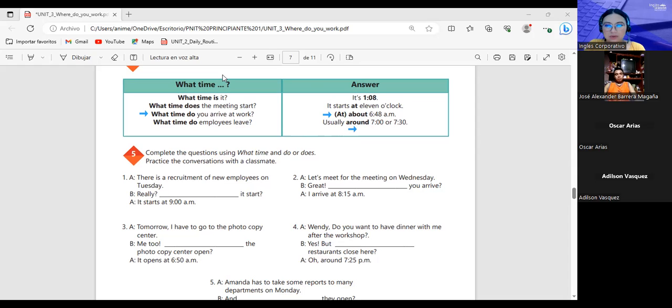Vale, vamos a revisar entonces. Creo que las últimas no las hemos practicado. What time do you arrive to work? Or do you arrive at work? What time do you leave? Okay. Here we have two verbs. Let's practice with the use of these verbs. Okay, so just give me a moment, okay?